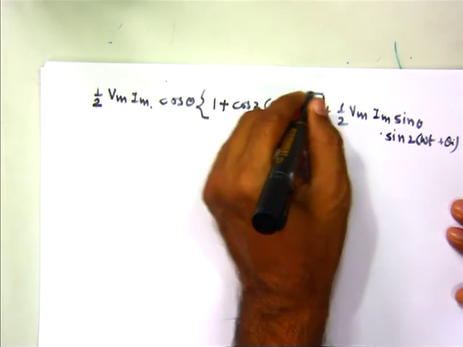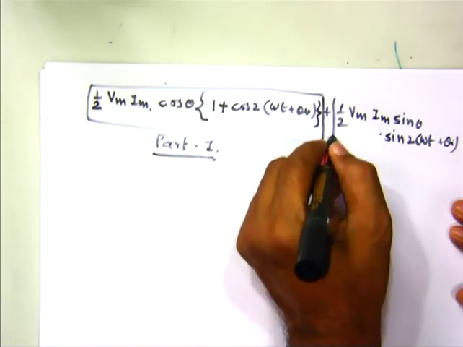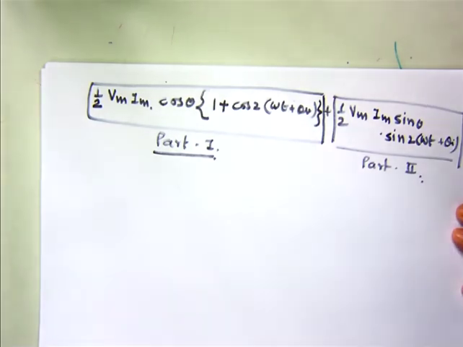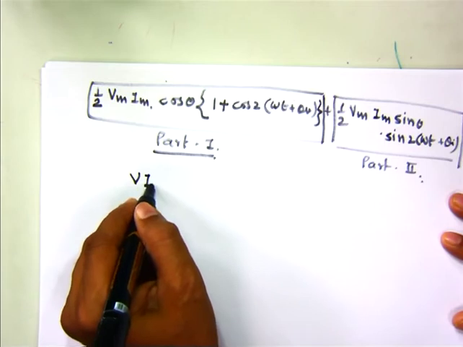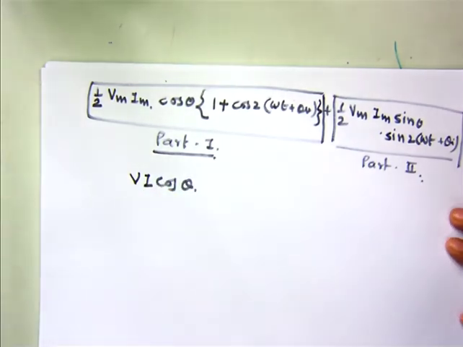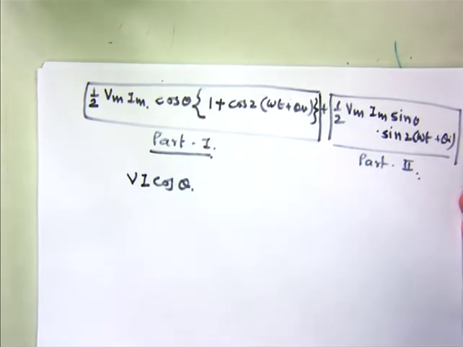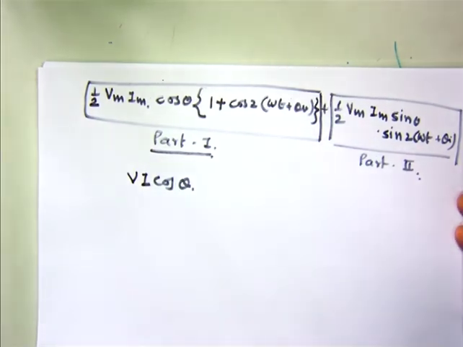Now this is part 1 of the instantaneous power, and this is part 2 of the power. Part 1 of the power is nothing but V I cos phi, or cos theta, where theta is the angle between the voltage phasor and the current phasor, and this V and I are basically the RMS values of the voltage waveform and current waveform.